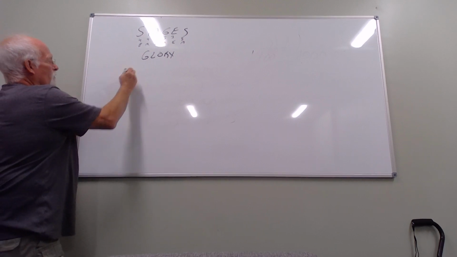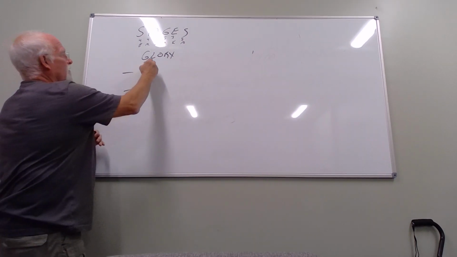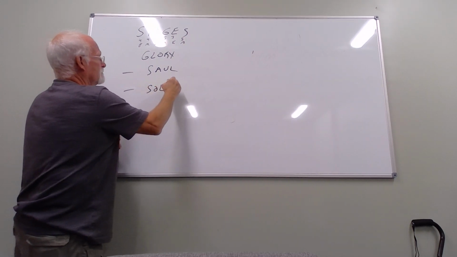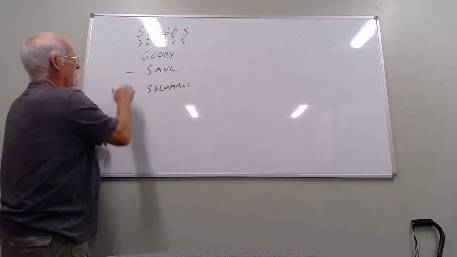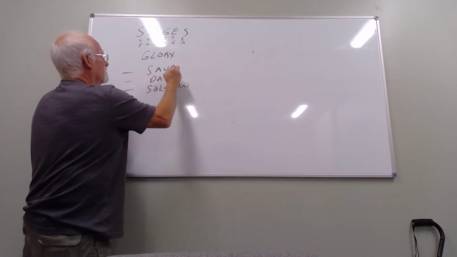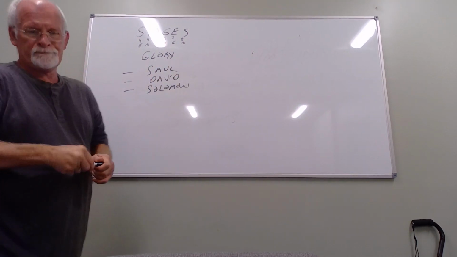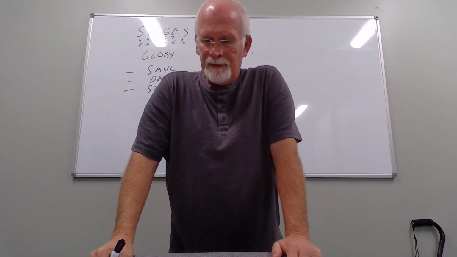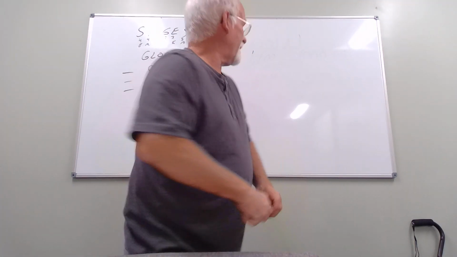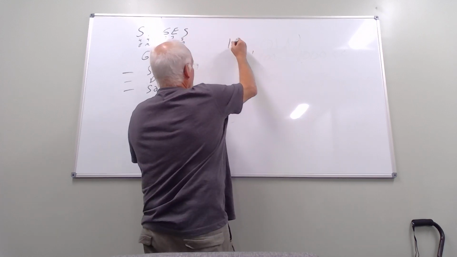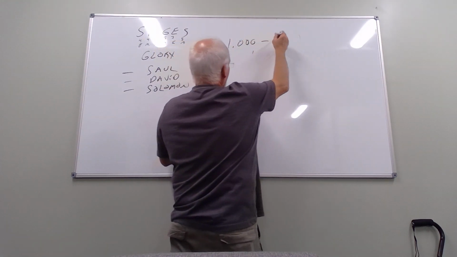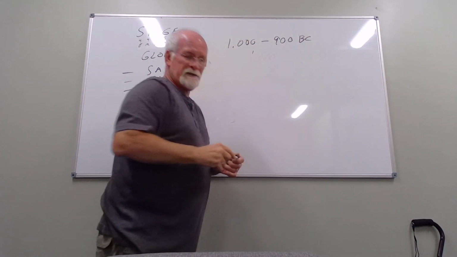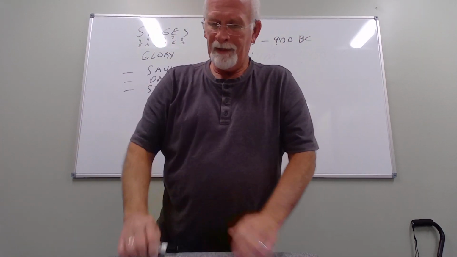So in this glory period, we have Saul, we have Solomon. Well, actually David's in there first. Saul, David, and Solomon. And this is a very important period of time. If you're looking for a time frame, it's about 1000 to about 900 BC. So it's a pretty long period of time.